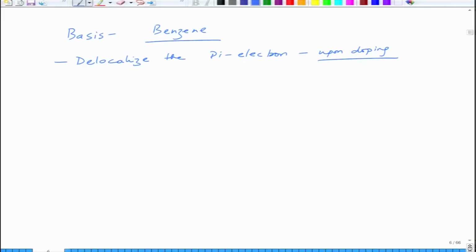This does not happen along the sigma bond, it happens along the pi bonds, because pi bonds are weaker as compared to sigma bonds. So, it is easier to delocalize the electron in the pi bands than in the sigma bands. This happens upon doping, and this is where you have materials like polythiophene and pentacene, which are conducting. The polythiophene structure is something like this.